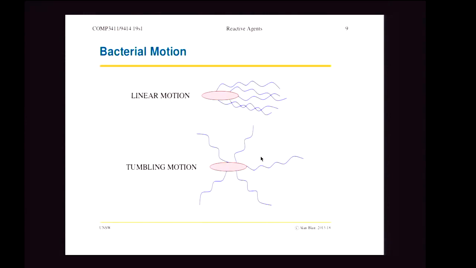And the answer is as follows. These cells, sorry about these kind of hokey graphics, have these hairs around the edge called flagella, and the cell can turn clockwise or anti-clockwise. If it turns clockwise, the flagella all neatly bundle up, like someone's hair, and then it becomes streamlined and the cell can move in a linear motion in one direction.